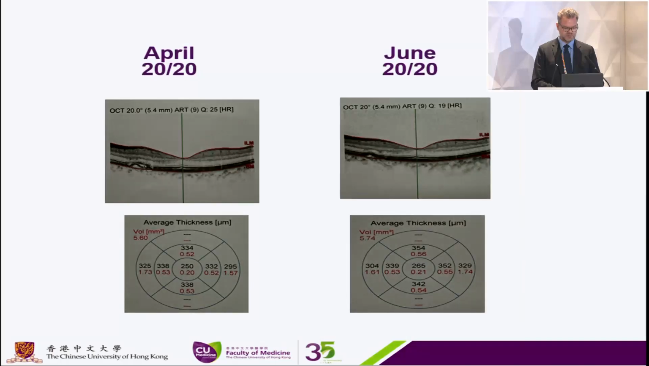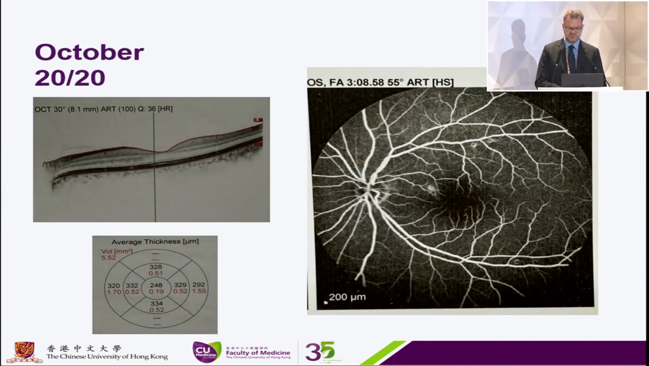So a further treatment was done with micropulse, and then some 6 weeks later, the retina is dry again with a vision of 20/20, and the retina remained dry and vision was 20/20 until the end point of the study.